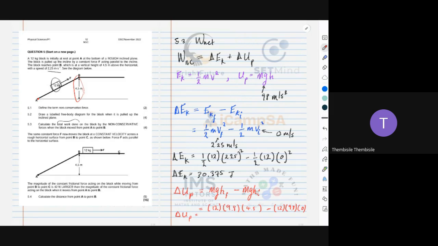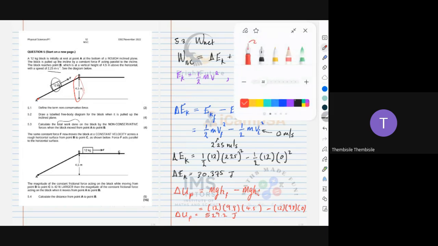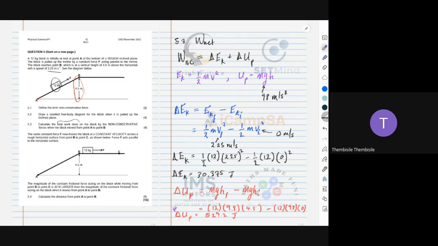So your potential energy is going to be 9.8 times 4.5. It's all in meters, so we don't need to worry. So we'd have 529.2 joules. Okay. So now that we are here, we just need to take this part here, and add it with this part, which gives us this part here, which is our work done, right?